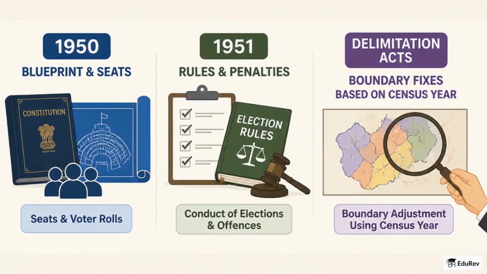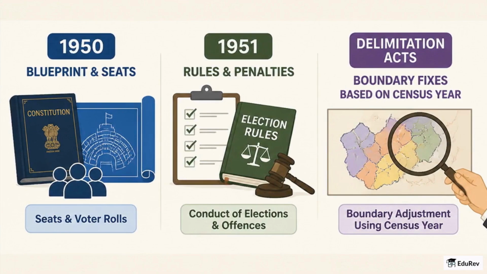A quick mental map helps. 1950 equals blueprint and seats. 1951 equals rules and penalties. Delimitation acts equal boundary fixes based on a census year.